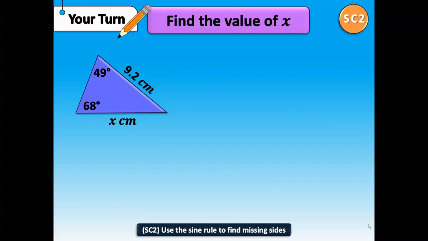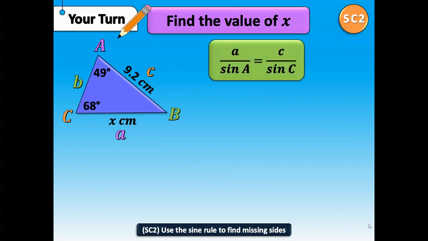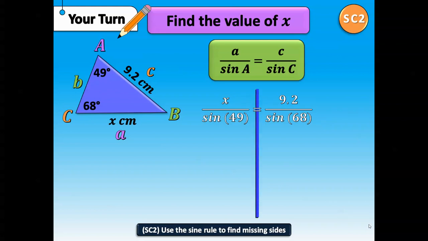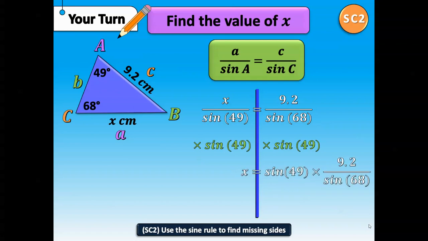So in this question, I want to find the length of side x. So I label up my sides and my angles. And for this one, I'm going to use a over sine A equals c over sine C. So I substitute in my values. And then because I'm dividing x by sine 49, I need to times both sides by sine 49. So I get this. So x is 7.49 centimeters.